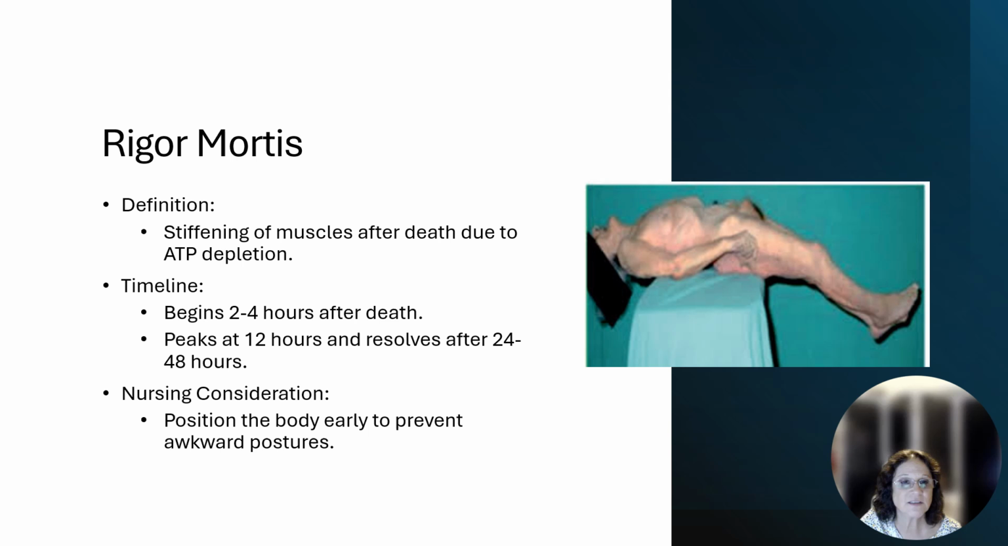Rigor mortis, this is the stiffening of the muscles, and this is actually a dead body here on a slab. See, there's nothing underneath the legs supporting them. That's just the rigor mortis. So again, without that ATP, the muscles stiffen up quite a bit. This happens within 2 to 4 hours after death. It peaks at about 12 hours, and then it starts to get less and less pronounced, so that by 24 to 48 hours, they're back to being pretty pliable.